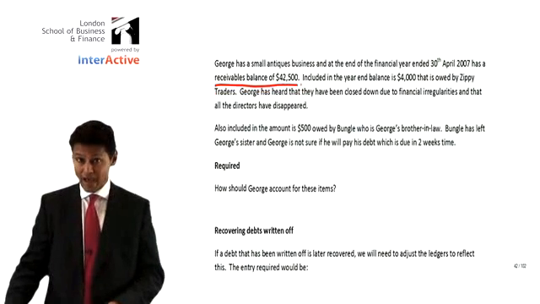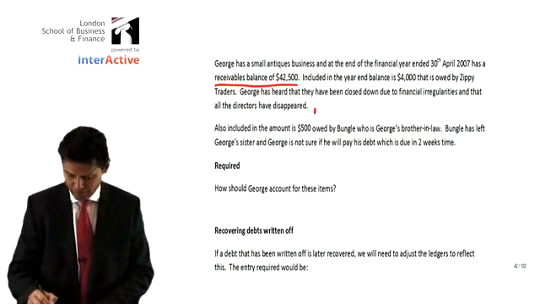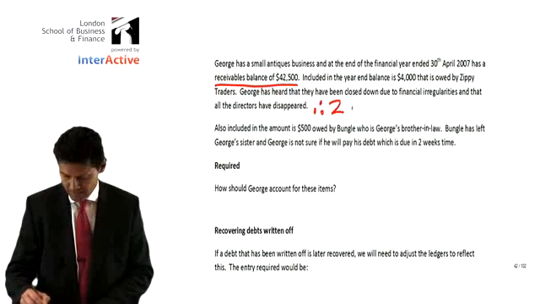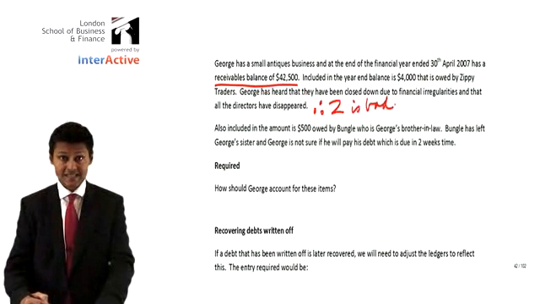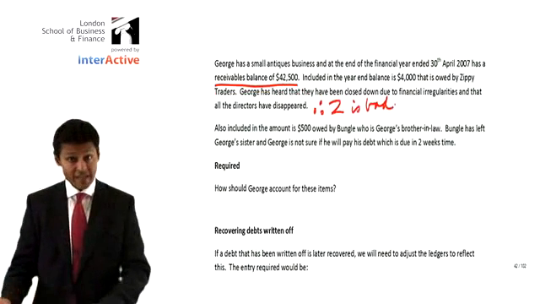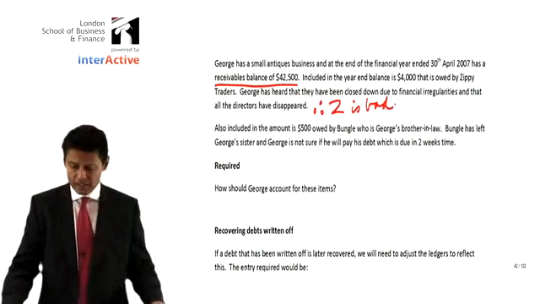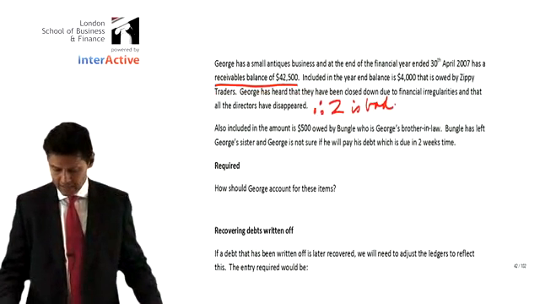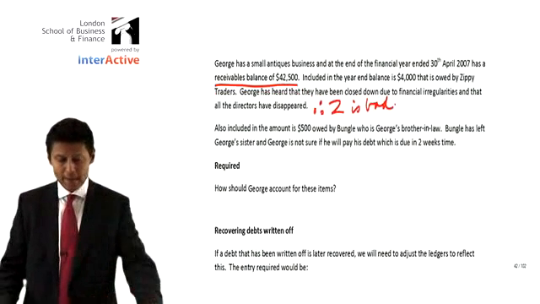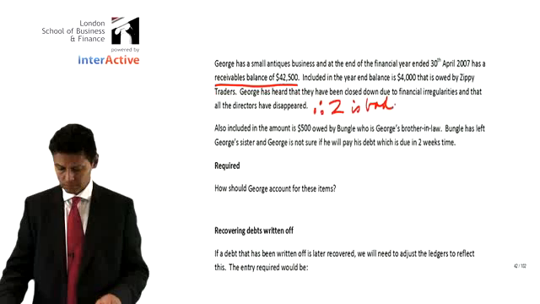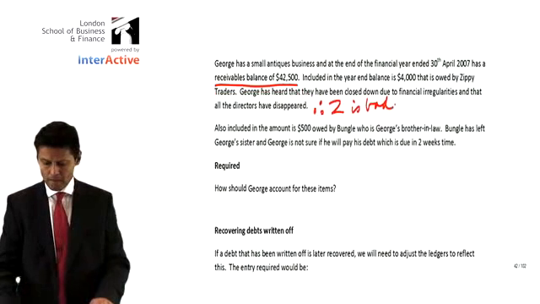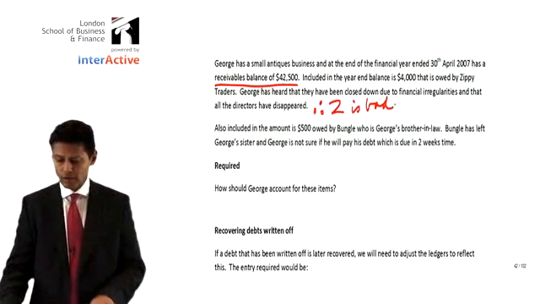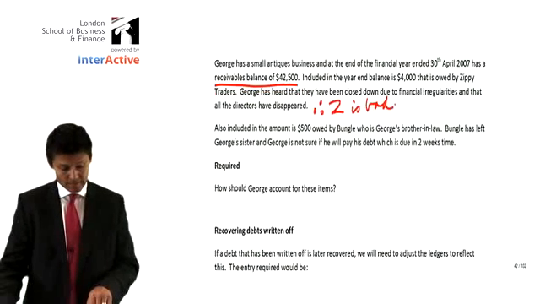Zippy is bad. What's your feeling? So let's write, therefore, Zippy or Z is bad. In other words, a bad debt. Let's read the second paragraph. Also included in the amount is 500 owed by Bungle, who is George's brother-in-law. Bungle, the brother-in-law, has left George's sister.